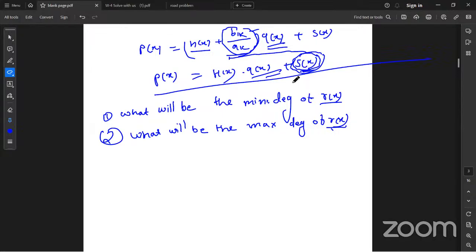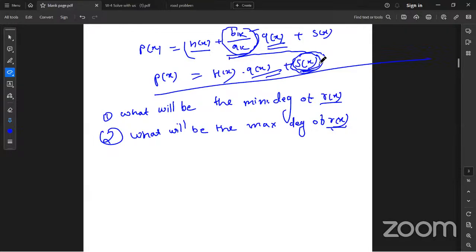Sir, is there any minimum degree constraint for this polynomial S(x)? No, the only constraint is for the maximum case. There is no such minimum constraint.